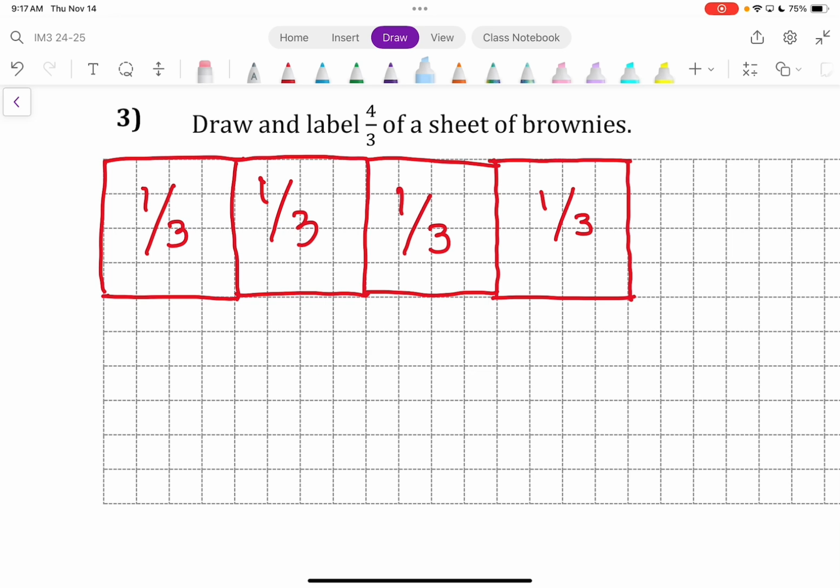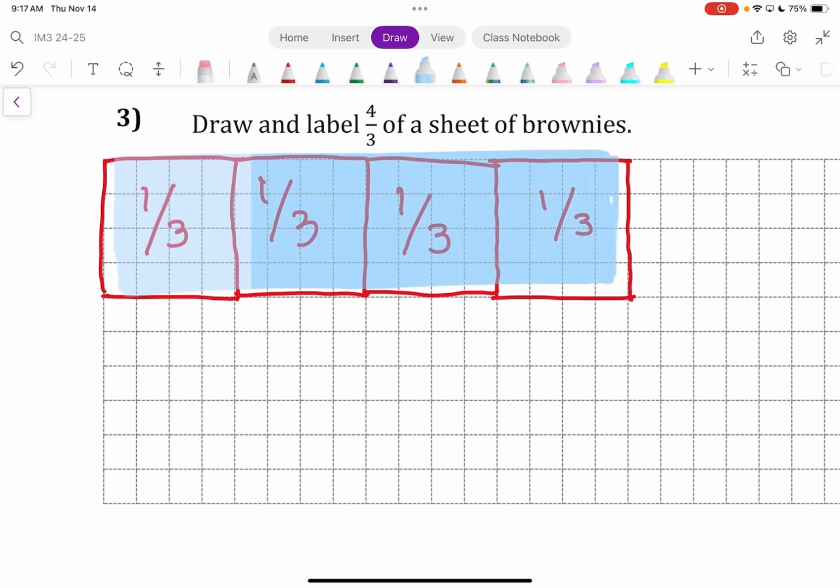In total, let's do the measurements. If each third represents 16 squares, you would have 16 extra squares after 48, which would be 64. So this right here, 4/3, is a total amount of 64 little squares. Okay.